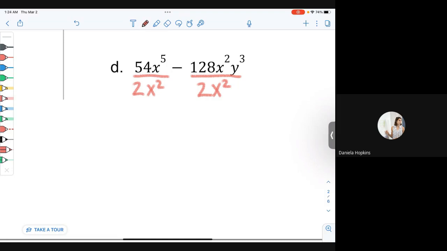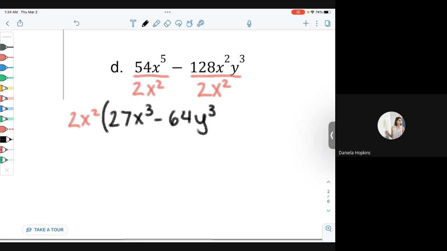Now, we don't want to completely lose that. Make sure you write it down, because this is not set equal to 0. We can't just make it totally disappear. So we need to leave it in the equation. But then we will have 27 x to the 3rd minus 64 y to the 3rd. And so now this part in black really is a difference of cubes.